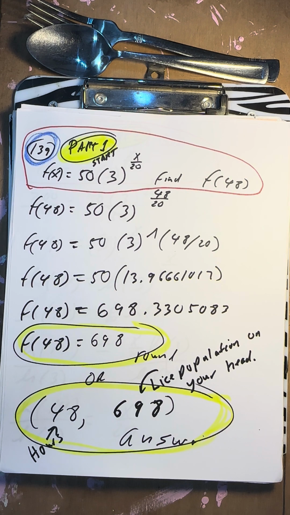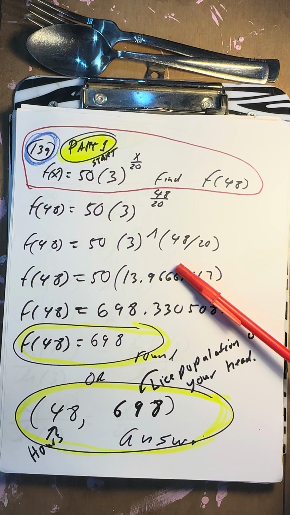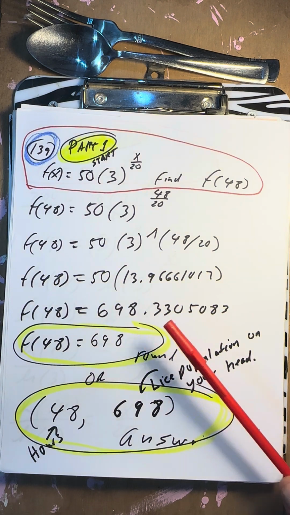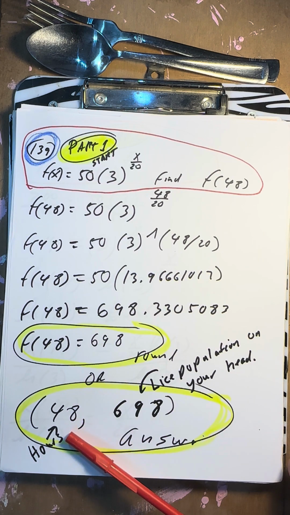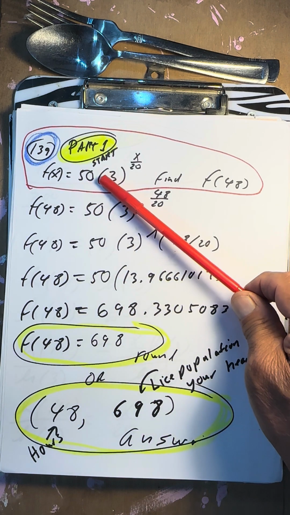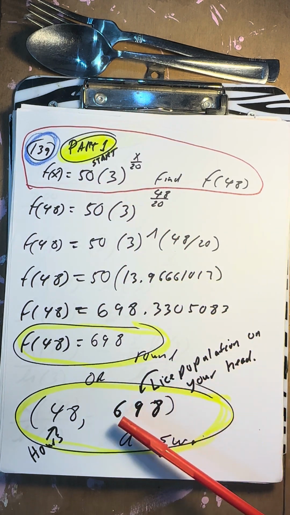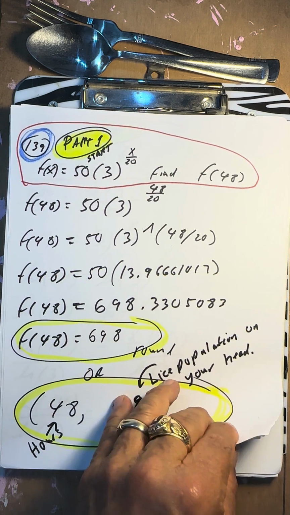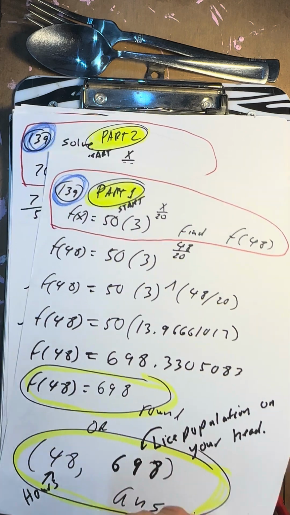All right, now let's solve this. It says, what is f of 48? 48 over 20 goes right there. 3 to the power of 48 over 20 is this number. And you multiply those two numbers together, you're going to get this. So what does that mean? 48 hours later, you originally had 50 of these little lice guys. Now you have a 698 lice population in your head. How's that? Exponential growth. It's tripling up on you.